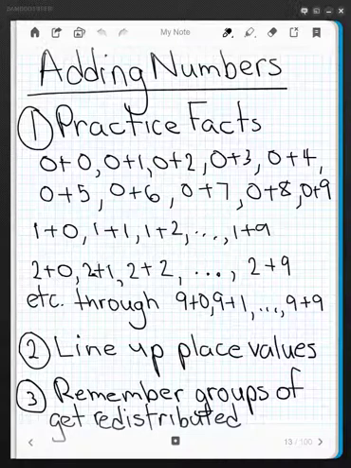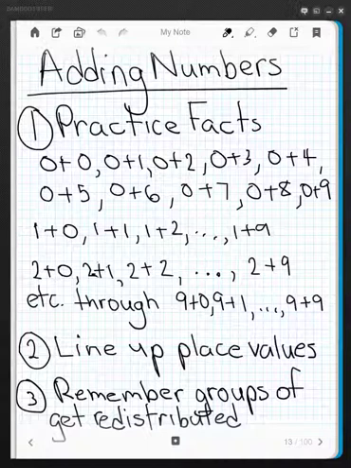So 0 plus 0, 0 plus 1, 0 plus 2, 0 plus 3, 0 plus 4, 0 plus 5, 0 plus 6, 0 plus 7, 0 plus 8, 0 plus 9. And then you start in on the ones, 1 plus 0, 1 plus 1, 1 plus 2, so on and so forth, up to 1 plus 9. And then 2 plus 0, 2 plus 1, 2 plus 2, so on and so forth, through 2 plus 9. And finally you keep going on in this way until you get to 9 plus 0, 9 plus 1, so on and so forth, up to 9 plus 9.